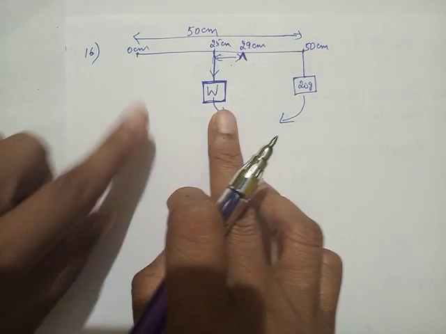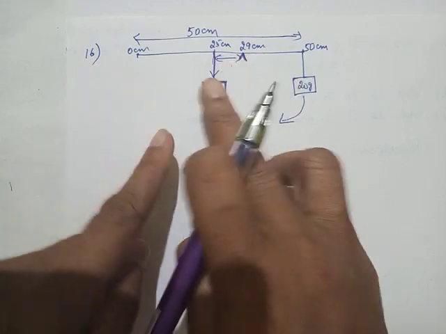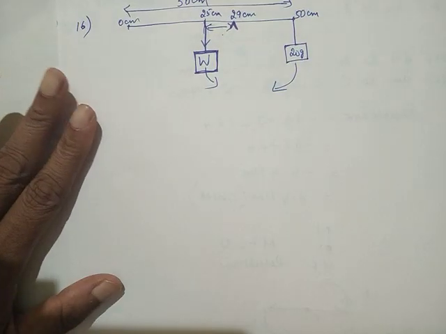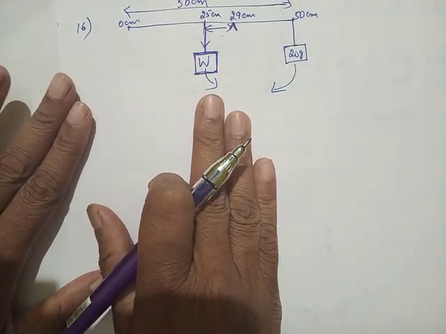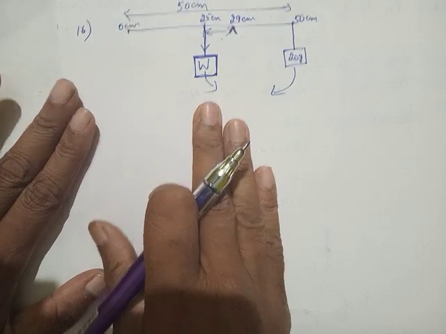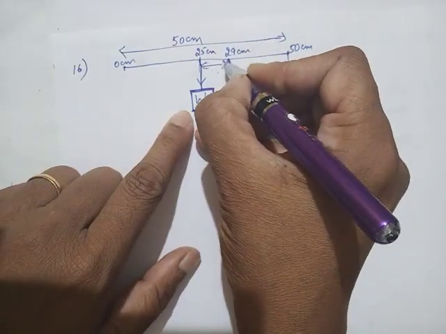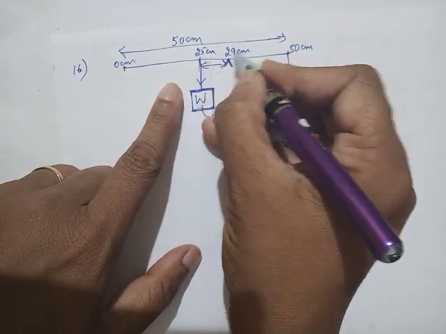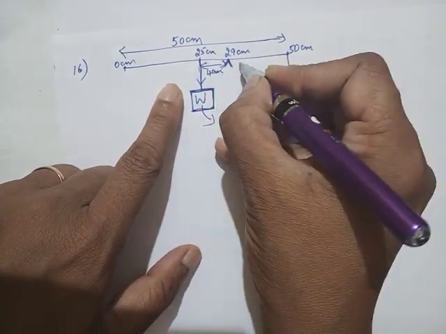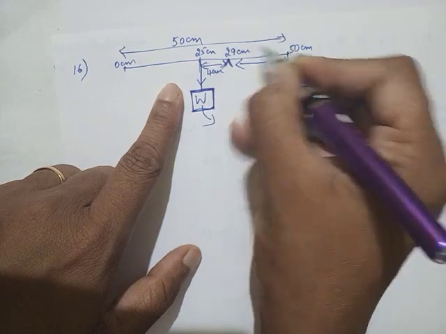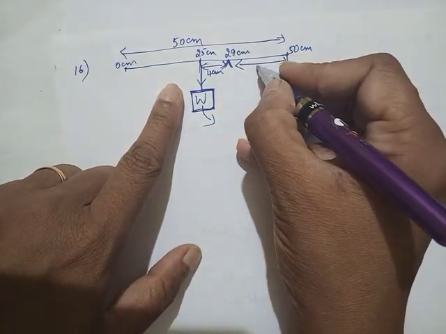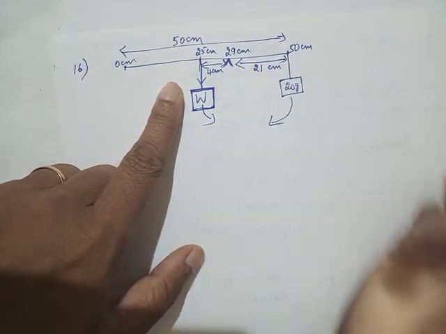If it has to be balanced, one has to be on the left and the other one has to be on the right. Okay, this is the diagram. Then find the mass of half meter rule. We are asked to find the weight basically. So first we will find the distance. The distance between this is 4 centimeter, and the distance between this is 50 minus 29, that is 21 centimeter.